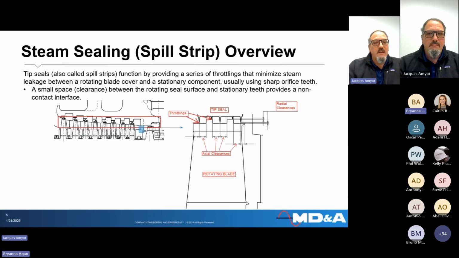Spill strips are basically what we call the seals that go over the tips of the buckets or blades that provide work. They basically function in the same fashion as the shaft seals. Again, they're usually using sharp teeth, and the small space between the seal surface and the stationary teeth provides a non-contact interface.